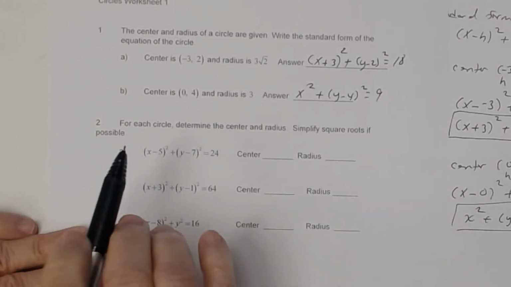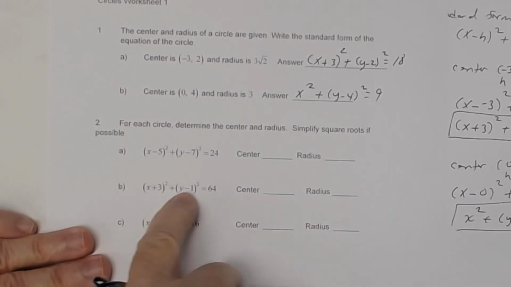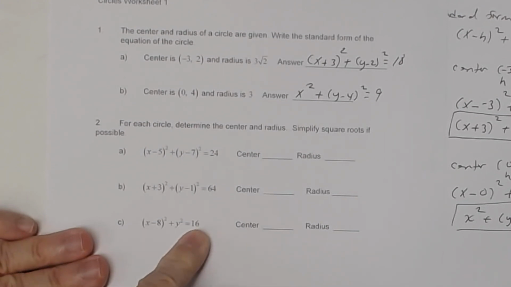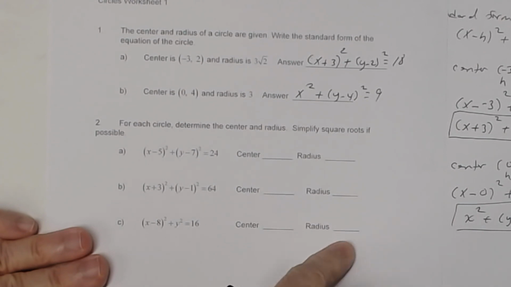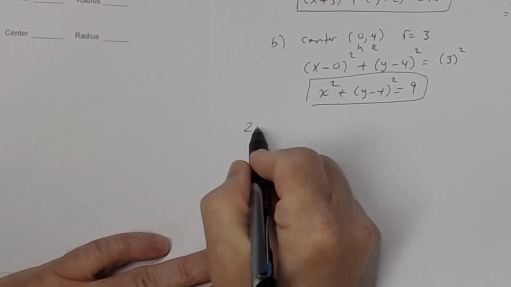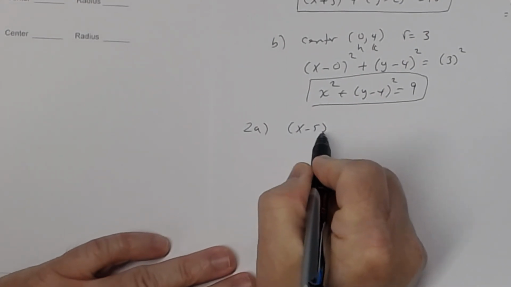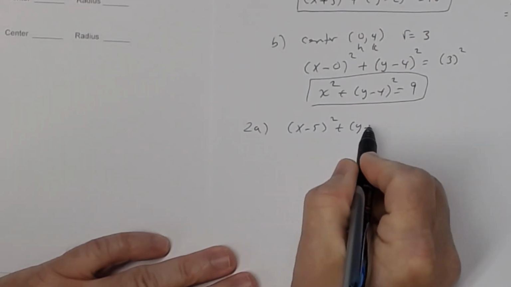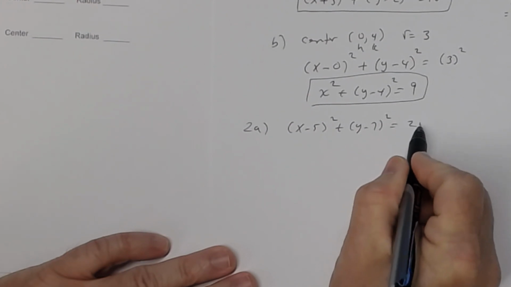Okay, now in number 2, you're given the standard form for the equation of a circle, and from this information you want to find the center and the radius. All right, so let's look at 2a. So 2a, you're given x minus 5 squared plus y minus 7 squared equal 24.